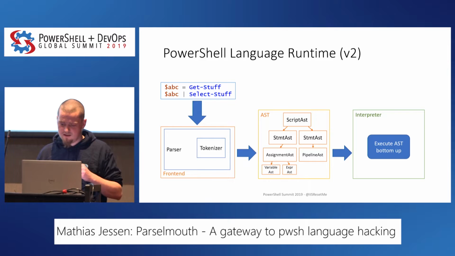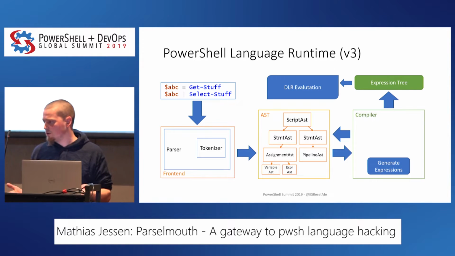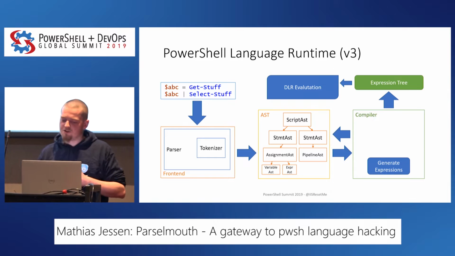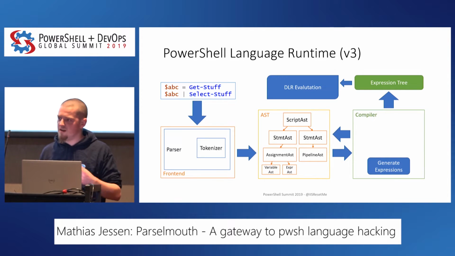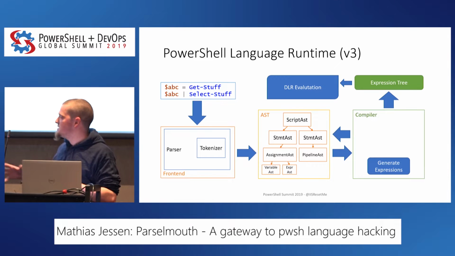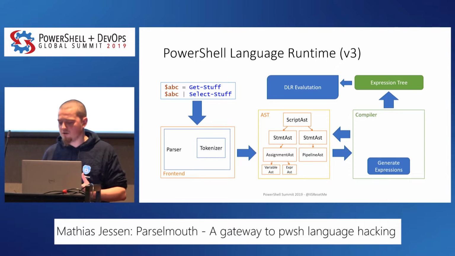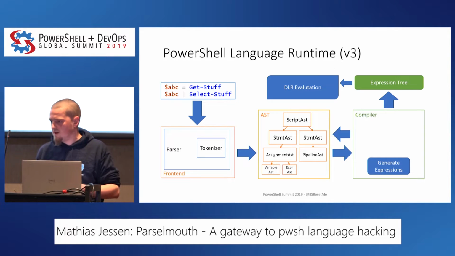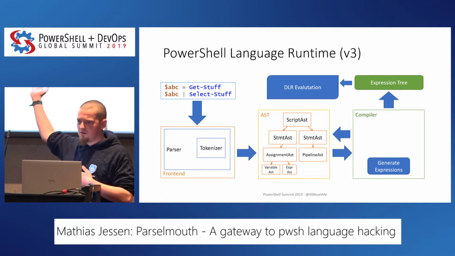What happens instead is that the AST is passed to something we call a compiler. This compiler is going to generate an expression tree. And this expression tree is a little bit like the AST, but it's a representation of the code that the computer, or rather the .NET runtime, can figure out how to execute. And the reason for this, you could ask yourself, why add all this complexity?